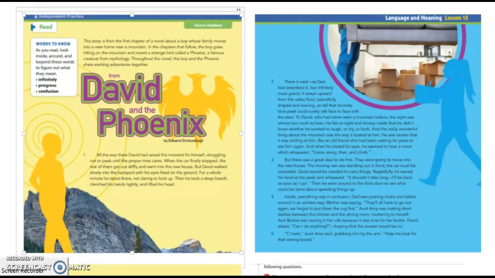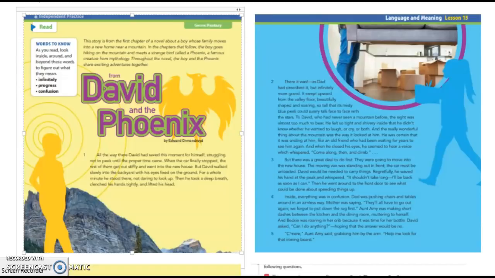This story is from the first chapter of a novel about a boy whose family goes into a new home near a mountain. In the chapter that follows, the boy goes hiking on the mountain and meets a strange bird called Phoenix, a famous creature from mythology. Throughout the novel, the boy and the Phoenix share exciting adventures together. From David and the Phoenix.